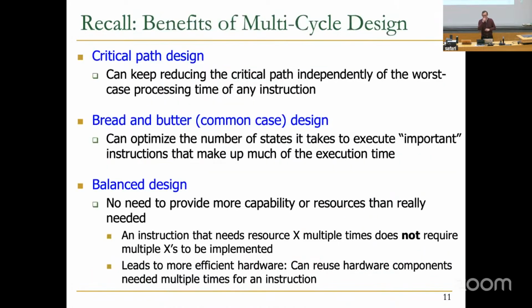Okay, so basically, these are what we aim to accomplish with multi-cycle design. We want to have better critical paths, reduce the clock cycle time. We want to optimize the finite state machine for the important things that we want to execute, for example, the most common workload, most common instructions. And we want to have a balanced design. We don't want to provide capability more than that's really needed.